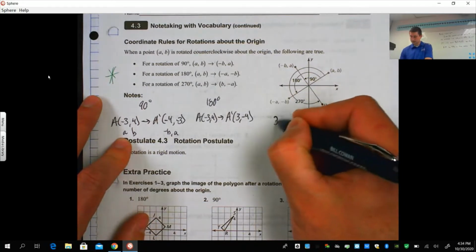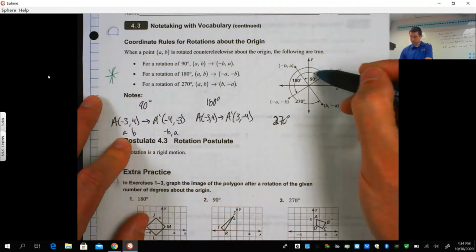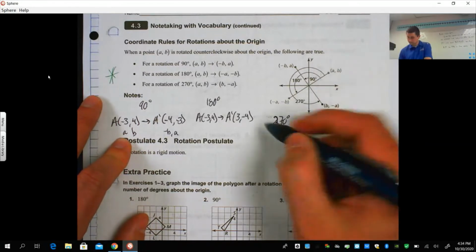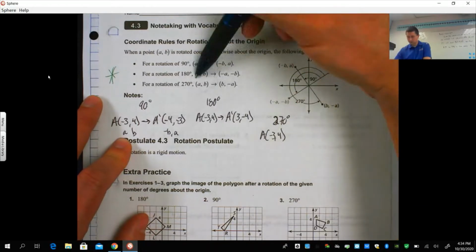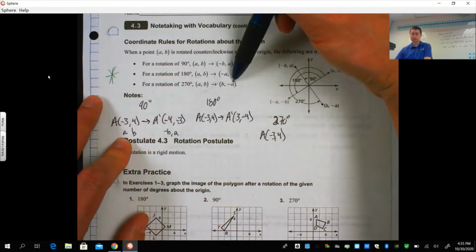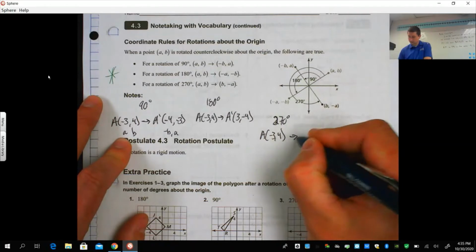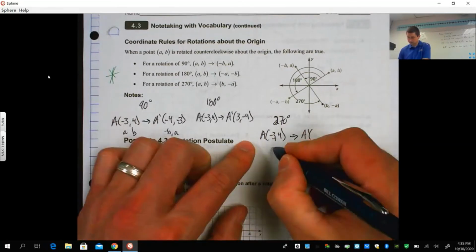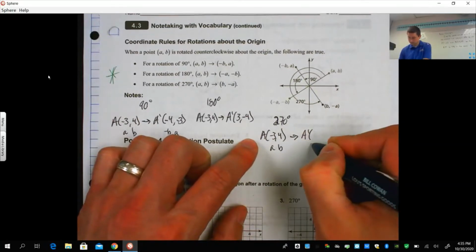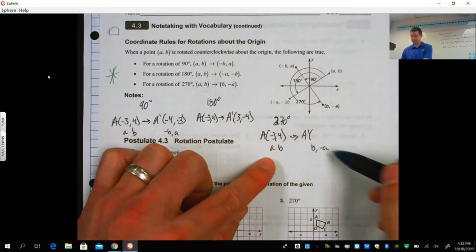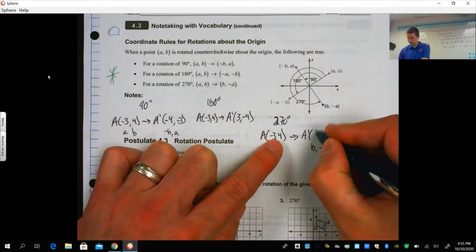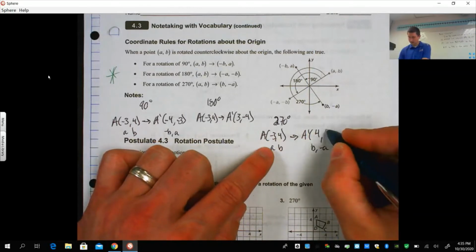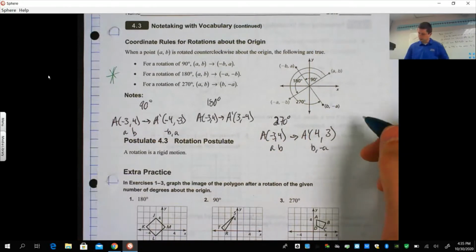And then 270-degree rotation, here's your kind of diagram over here. If A is -3, 4, the rule is they switch locations, and then the A this time is the opposite of it. So A prime would be, so that's A and B. We have to go to B, negative A. See how I write them down if I'm having trouble remembering which way to go? So it should be B, 4, opposite of A, positive 3. So negative 3, 4 should go to 4, 3.